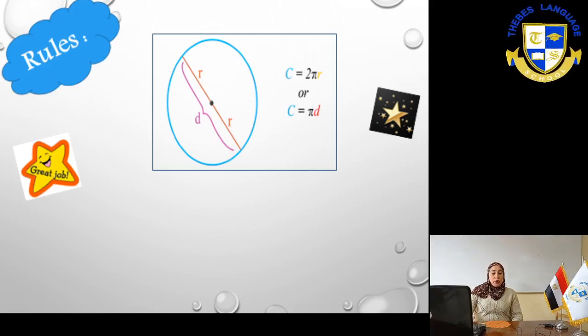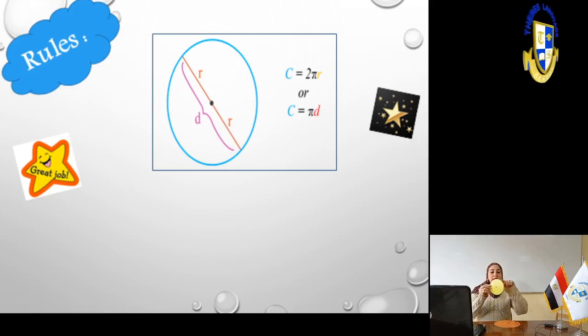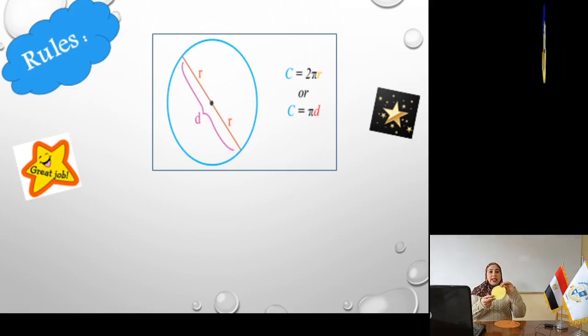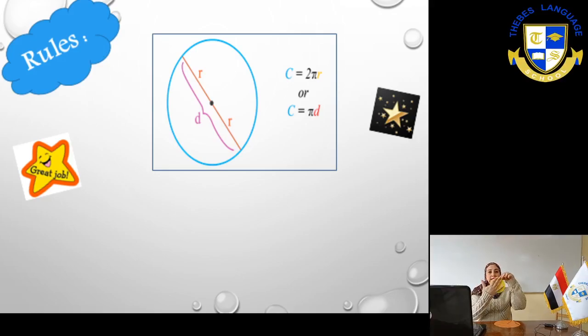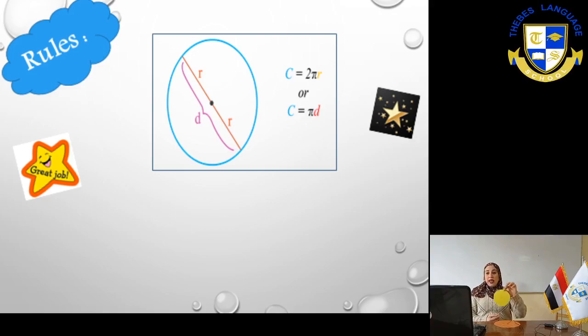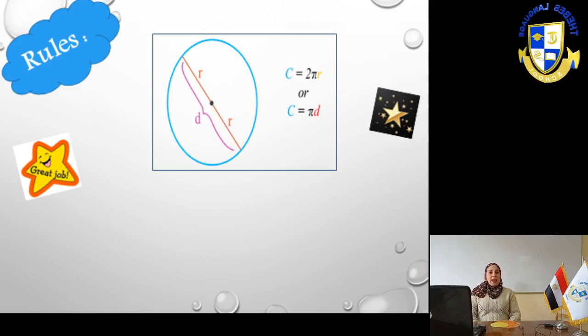Okay, these rules are from our previous year. Let's start our lesson. Area of the circle. At the beginning, we said that circumference is taking the length outside of the circle, while the area is taking all this area, all the distance here inside the circle. So the area will have another rule, which is pi multiplied by radius to the power 2.